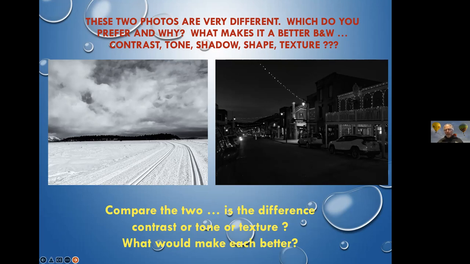Anybody else have any other differences, comparisons? On the right, I'd like to see more detail in the bottom half of the picture. So it's not perfectly black, but a little bit of gray, maybe the line on the street or something like that. That just seems kind of dark on the bottom. Yeah, because it's almost pure black.